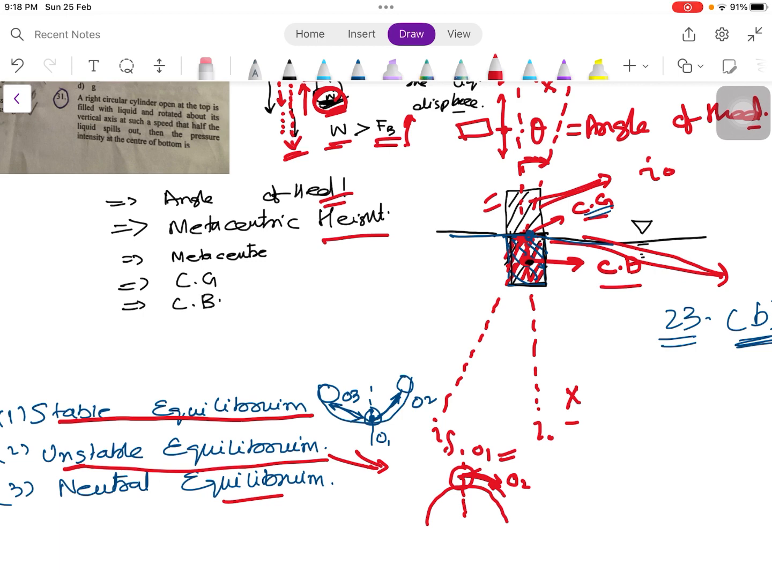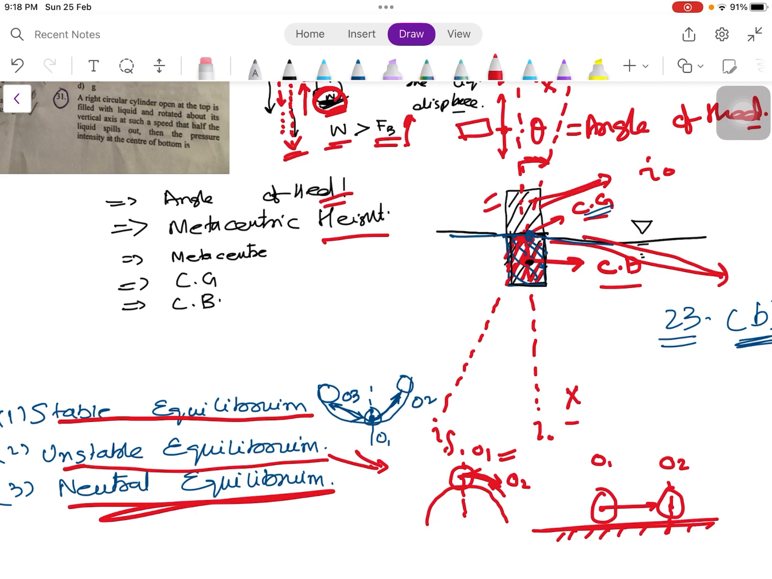Then a neutral equilibrium: say if I move a body from its original position on a horizontal plane and then it moves to a new position O2 and stays there. So when we move a body and it stays there, this is an example of a neutral equilibrium. In an unstable equilibrium, it moves from its original position and does not attain an equilibrium at a new position. And in a stable equilibrium, it has a tendency to move to its original initial position.